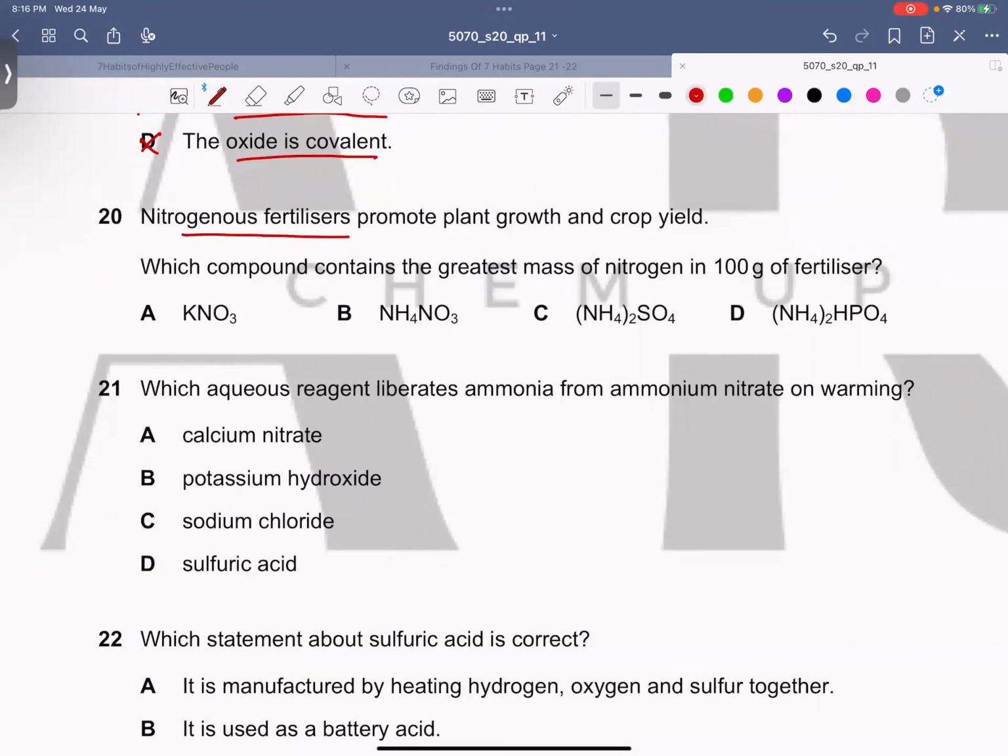Now, question number 20. Nitrogenous fertilizers promote plant growth and crop yield. Which compound contains the greatest mass of nitrogen in 100 gram of fertilizer?